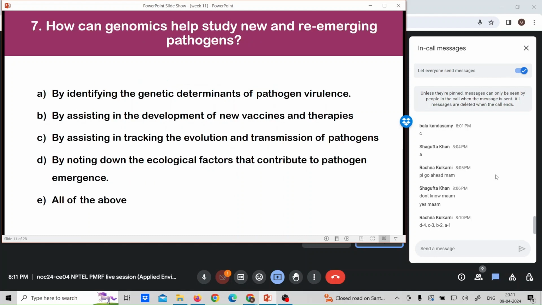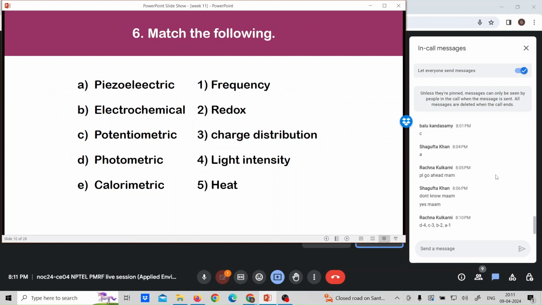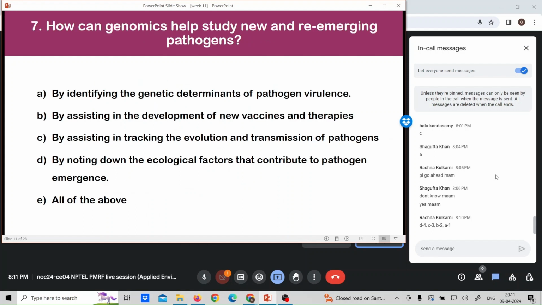Here, calorimetric detects heat, optometric detects light. So just with the term, you can find out. Okay, so this is the next question.